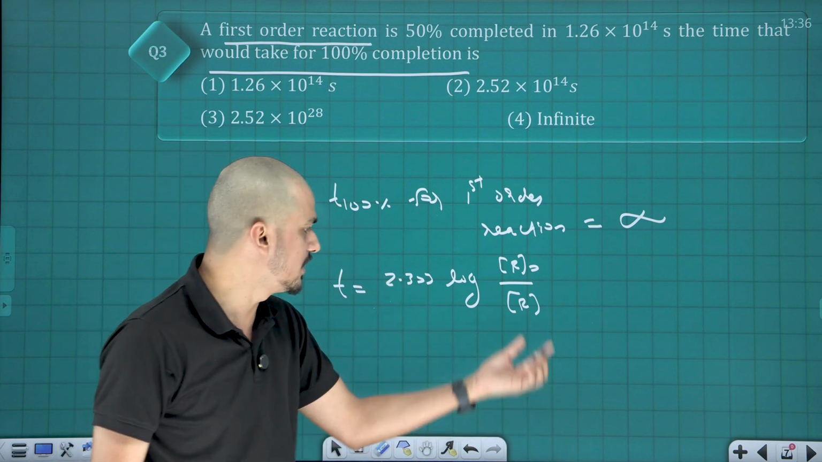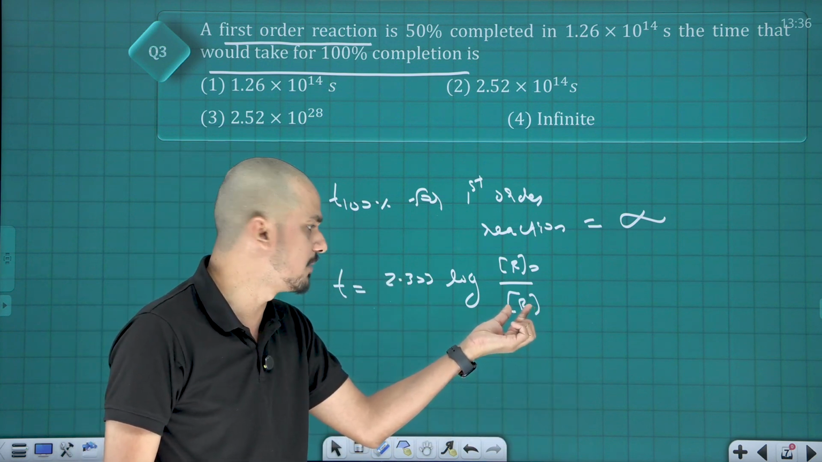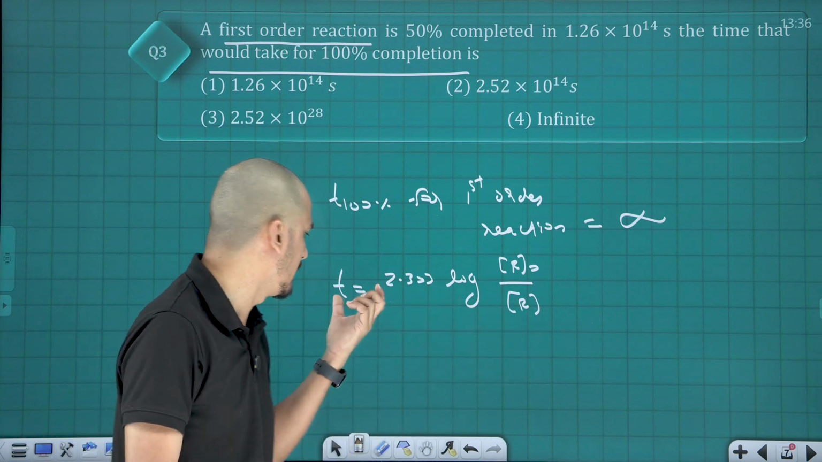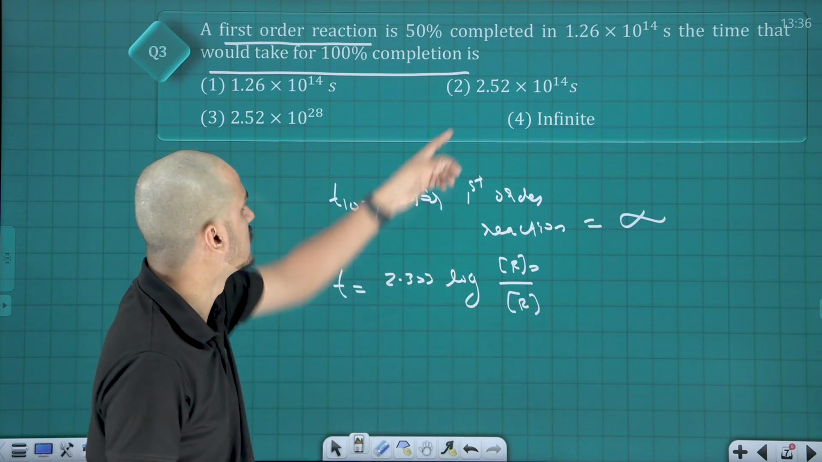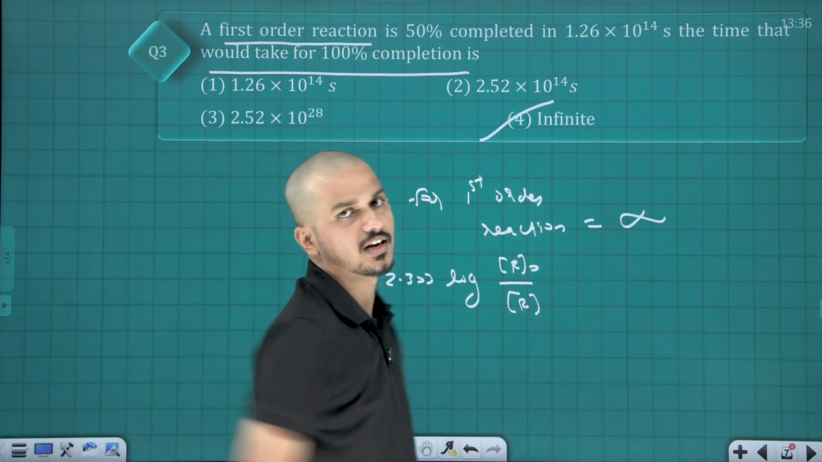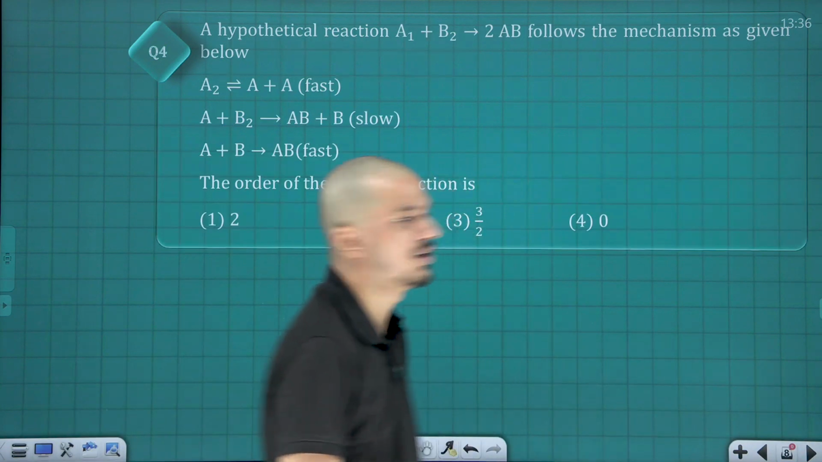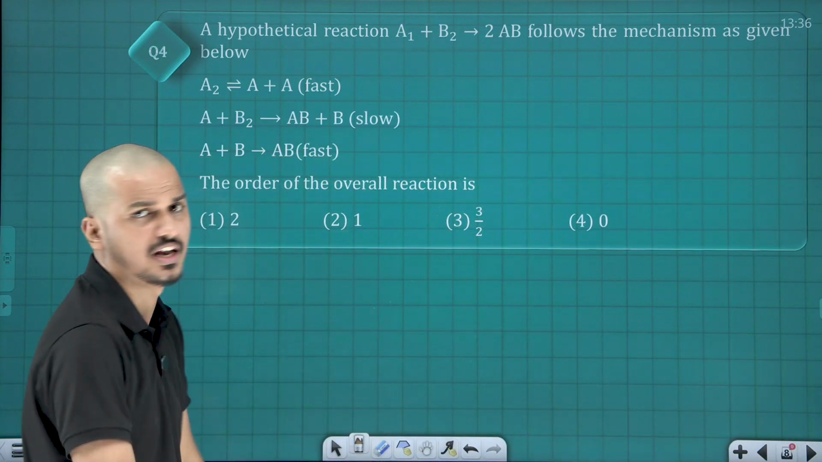So if it is complete, this R becomes 0. Final will become 0. So R0 by 0 means that is infinity. Log infinity is infinity. So we need infinite time to complete. So what is the answer? Directly you can write option 4. Quick answer, okay? No need of calculation and all. Easily you can do it.